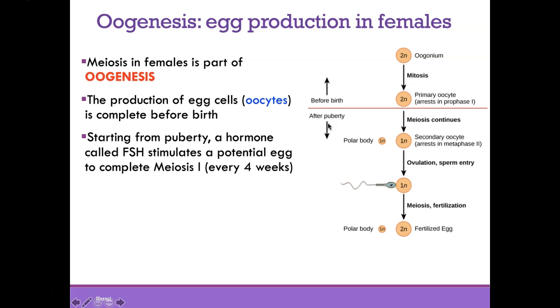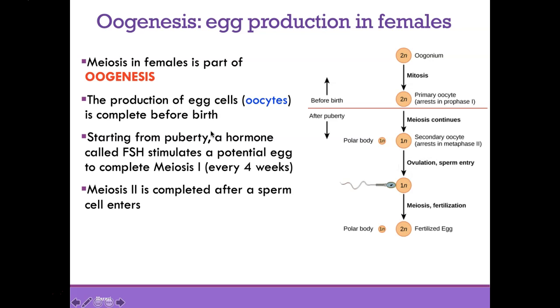Then a hormone called FSH, follicle stimulating hormone, stimulates a potential egg to complete meiosis I around every 4 weeks. So starting from puberty, and every 28 days, a hormone is released into the bloodstream that tells one of these primary oocytes to start meiosis again. And that meiosis will continue until Metaphase II. It then waits. This is the ovulation period.